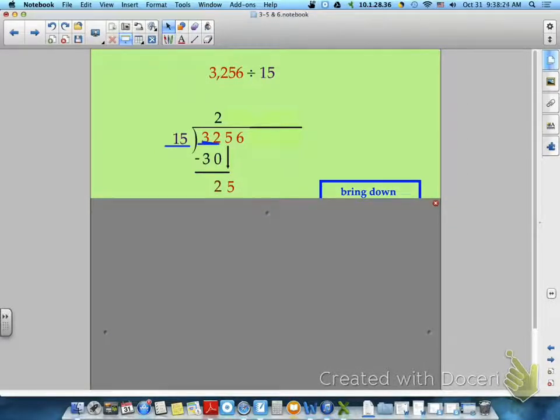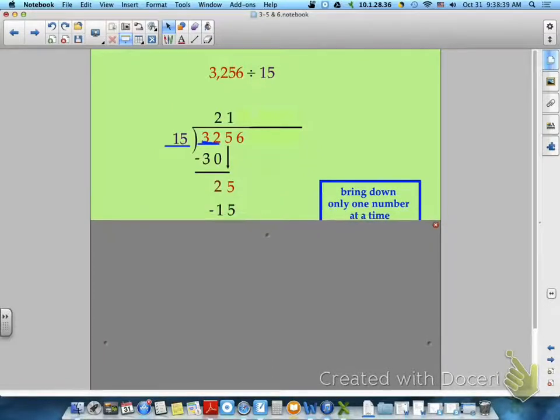How many groups of 15 do I have in 25 now, Troy? 1. So where do I put the 1? Just above the number that I brought down. So there's 25 minus... All right, so 1 times 15 is 15. 25 minus 15 is 10.